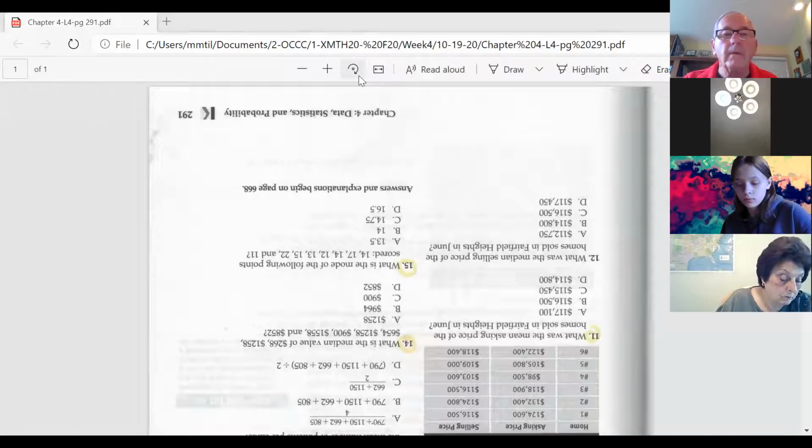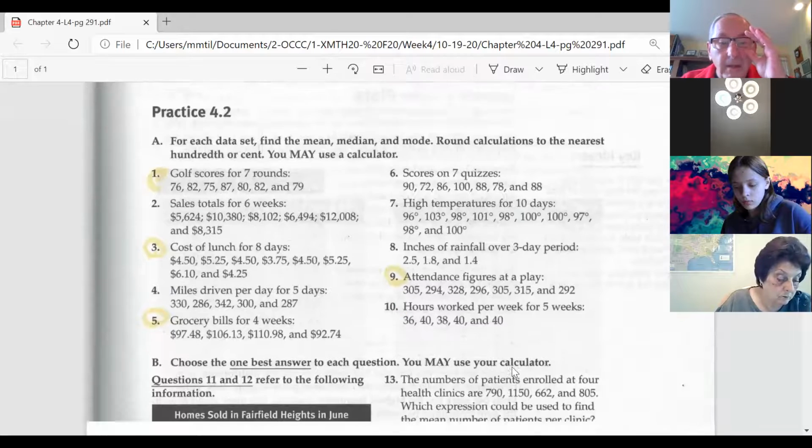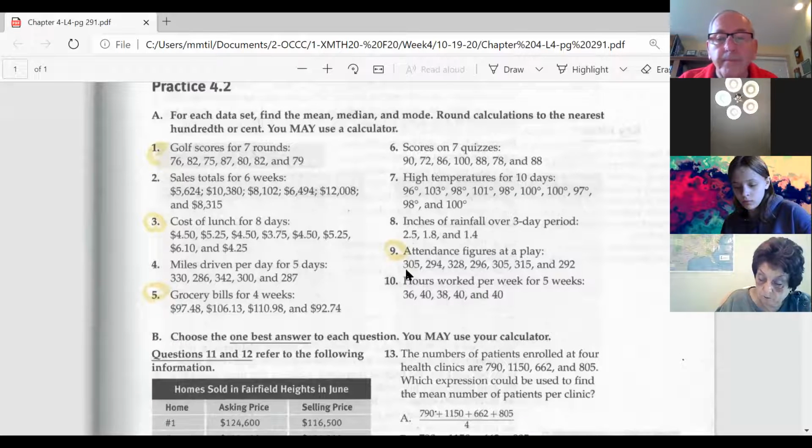Stop sharing, share. Set number 8. We'll definitely do it. Okay, so I have it. I figured out the mean and the mode, but the median I'm kind of stuck on. Okay. Number 8: inches of rainfall over a 3-day period.